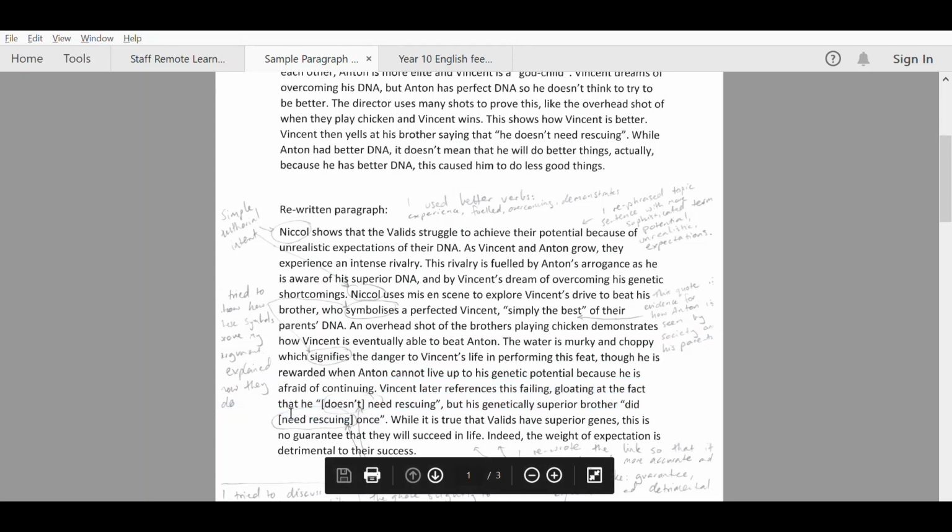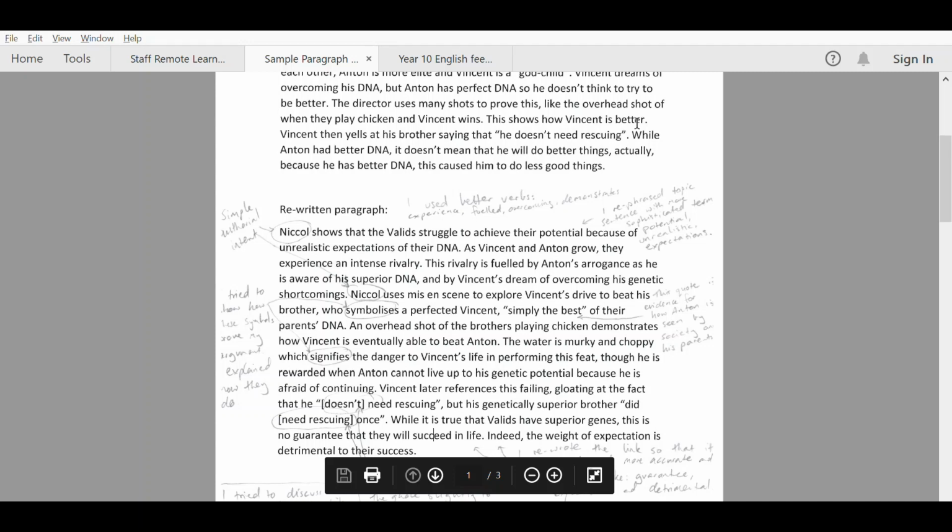Okay, and notice here I've got this box square bracket because I had to change my quote to suit my sentence. It would be grammatically incorrect if I just used the quote as it was in the film. So I changed it, and just to show my teacher, hey, I've changed the quote, I've used square brackets. That's to show that I've embedded it well.